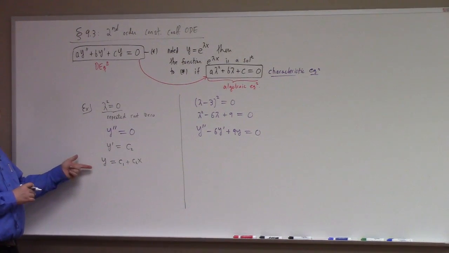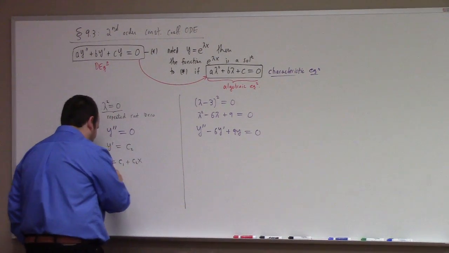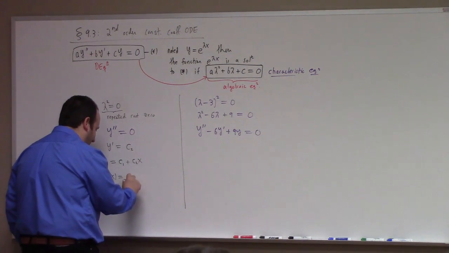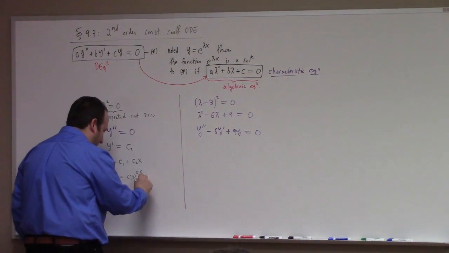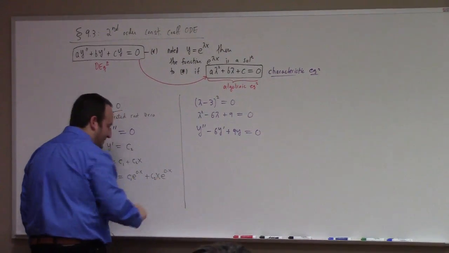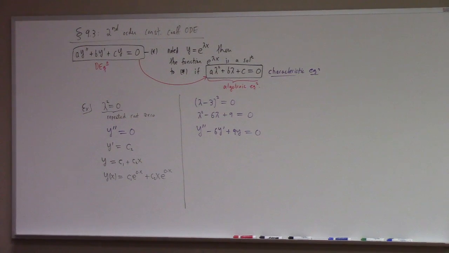Do you agree? So let me write this somewhat suspiciously. If you tilt your head and squint, you can see that this is really y of x equals c1 e to the 0 times x plus c2 x times e to the 0 times x, right? You have to use your imagination, but it's there. e to the 0 is 1.